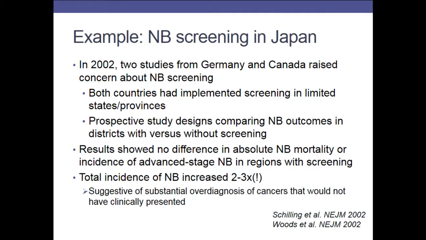But then in 2002, there were two really important studies published in the New England Journal from Germany and Canada that raised concerns about neuroblastoma screening. Both of these studies had prospectively decided to implement screening in only some of their states or provinces, and then they compared their outcomes in those districts with screening compared to those without screening. When they looked at their results, they saw no difference in absolute neuroblastoma mortality or in the incidence of advanced stage neuroblastoma in the regions with screening compared to the regions without screening. But they did see a total increase in neuroblastoma incidence by about 2 or 3 times. These results were alarming because they suggested there was overdiagnosis of cancers that would not have clinically presented.